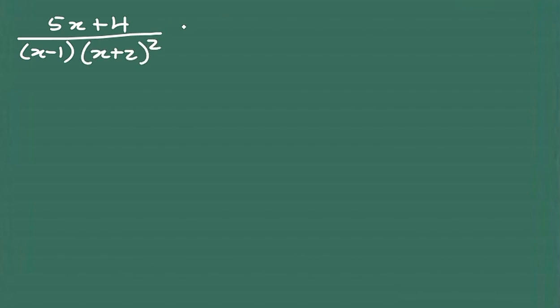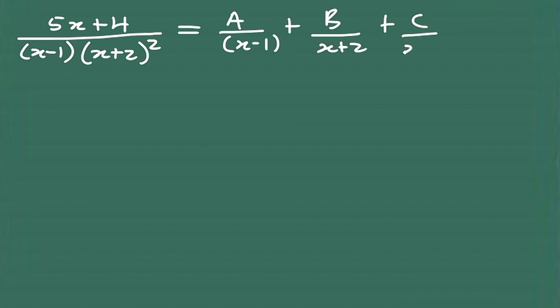Alright, now let's take an illustrative example. Question: 5x plus 4 all over (x minus 1) times (x plus 2) all squared. Now this fraction can be decomposed into A, that is the constant, all over (x minus 1), plus B all over (x plus 2), plus C all over (x plus 2) all squared.